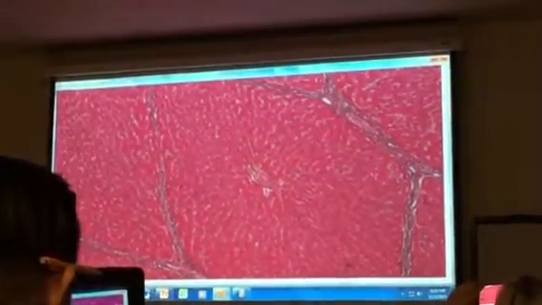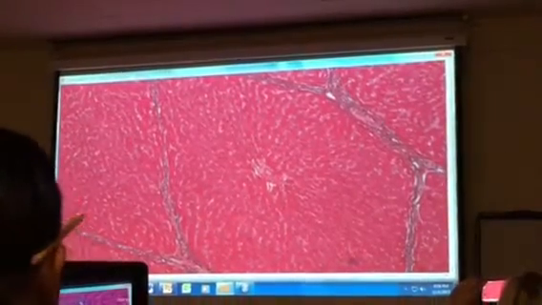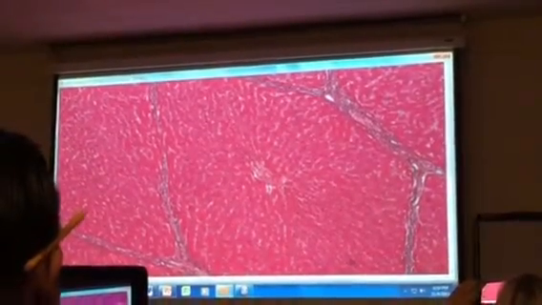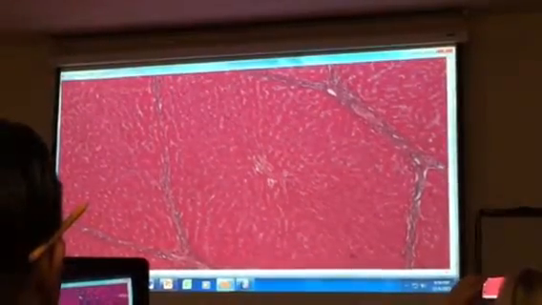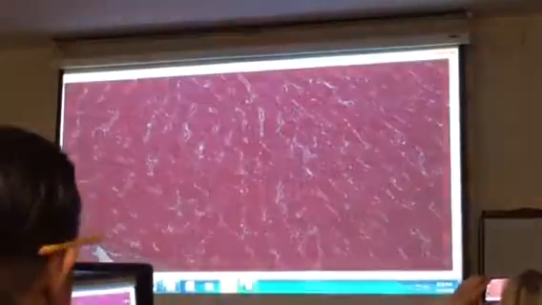All right, let's do the central vein. So here we've got the central vein right in the middle of the lobule. This is where we have the hepatocytes. The hepatocytes are all inside of the lobule. So let's zoom in on that.